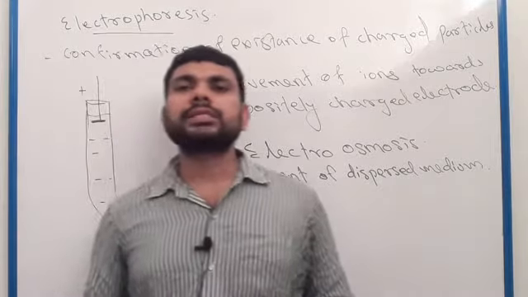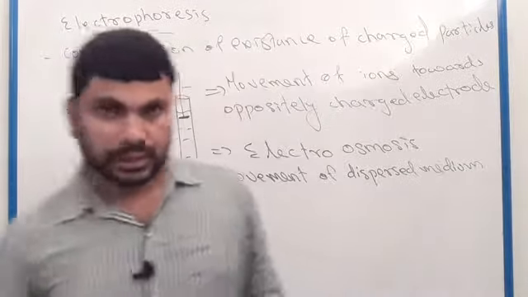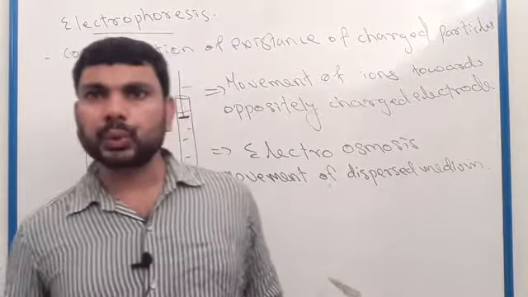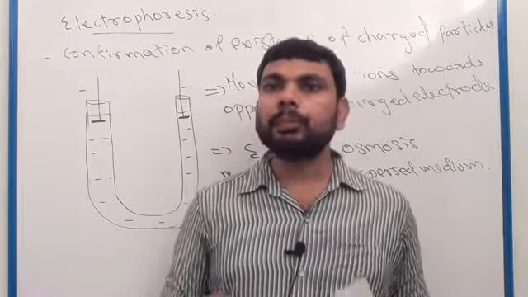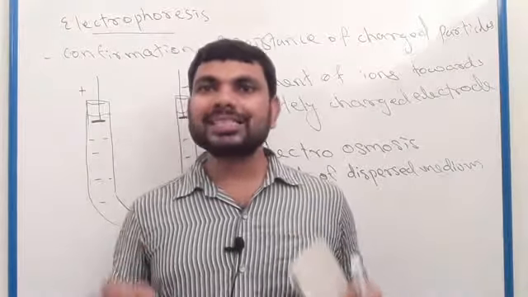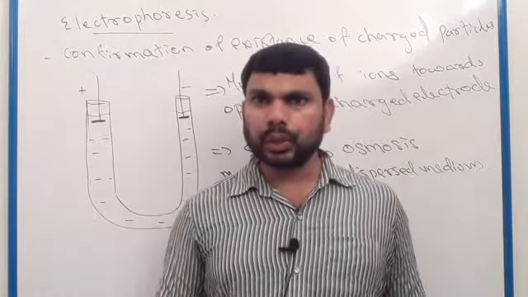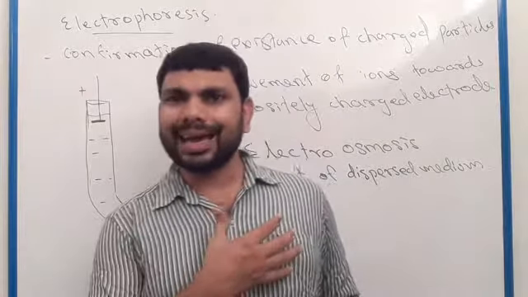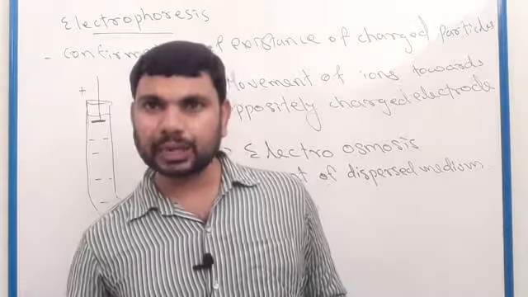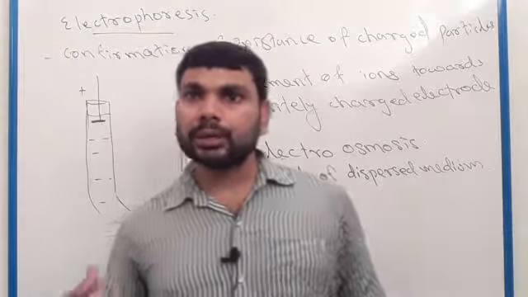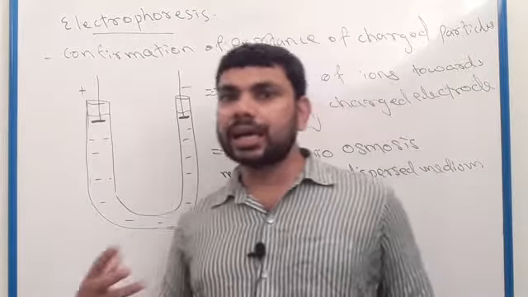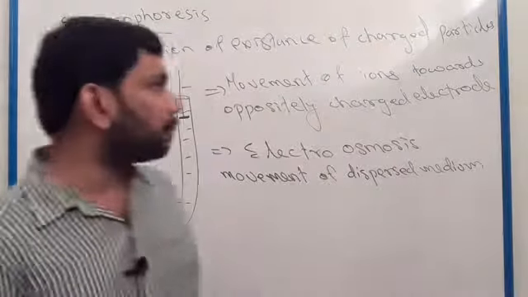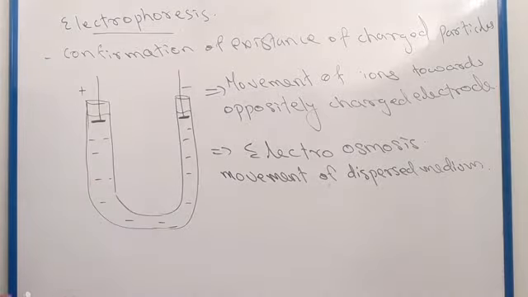Next, we have to discuss electrophoresis. Let us see here electrophoresis. Electrophoresis means we take a colloidal solution and insert oppositely charged electrodes, cathode and anode. We know the colloidal solution contains charged particles, so we can accelerate the movement of ions towards the electrode by applying electricity. This movement of ions towards the oppositely charged electrode is called electrophoresis.